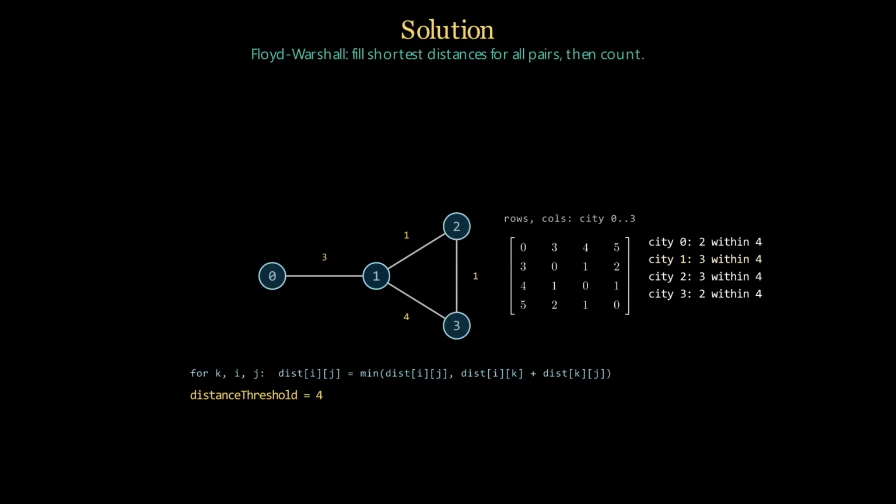Tally city 1: 3 to 0, 1 to 2, and 2 to 3 are all within 4, so 3 neighbors. Tally city 2: distance 4 to city 0, 1 to city 1, and 1 to city 3 are all within 4, so 3 neighbors. Tally city 3: 2 to city 1 and 1 to city 2 qualify, 5 to city 0 does not, so 2 neighbors. In the example, city 0 and city 3 each have 2 neighbors within 4, so we return 3 because ties break toward the larger city index.